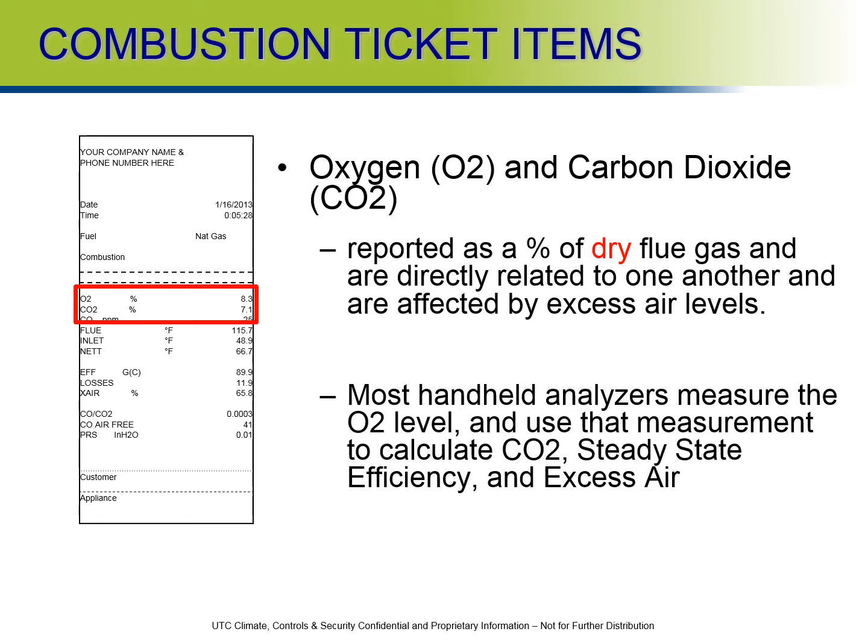Okay, so the first thing we're going to talk about on the ticket is your oxygen and carbon dioxide. All right, these again are both reported as a percentage of dry flue gas and are directly related to one another and are affected by the excess air levels admitted to the furnace or appliance. All right, most handheld analyzers measure the O2 level, and they use calculations to calculate the CO2 level or carbon dioxide level, steady state efficiency, and excess air.